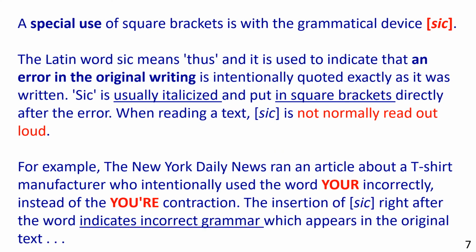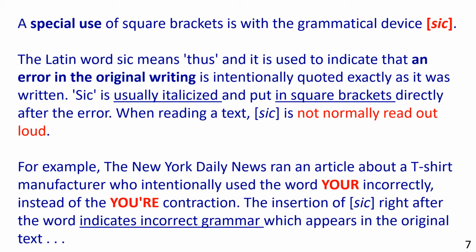Now, a special use of square brackets is with the grammatical device in brackets SIC, Latin sic. The Latin word sic means thus, and is used to indicate that an error in the original writing is intentionally quoted exactly as it was written. Sic is usually italicized and put in square brackets directly after the error. When reading a text, sic is not normally read out loud.